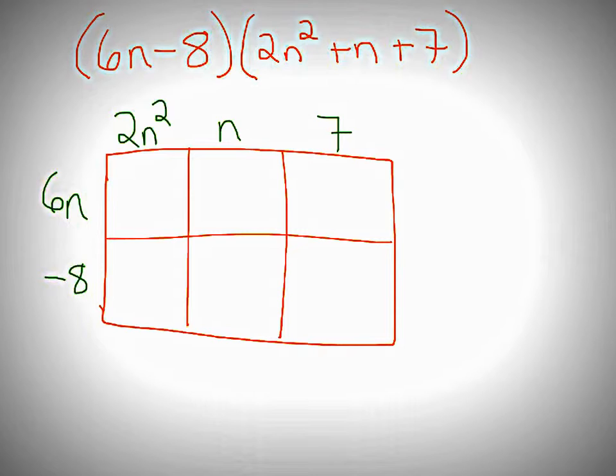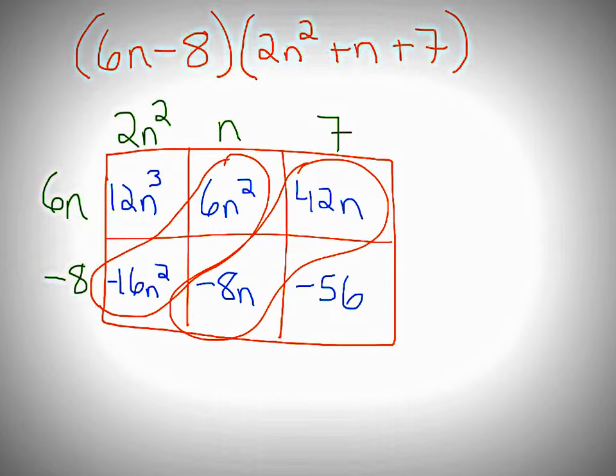So here is the second example using the box method. 6n minus 8 times the trinomial 2n squared plus n plus 7. And I set up the box for you. So I want you to go ahead, pause the video, try it on your own, and then come back and check your answer.